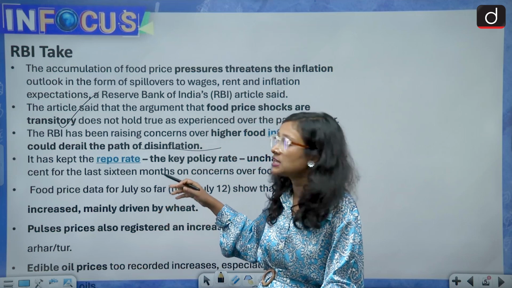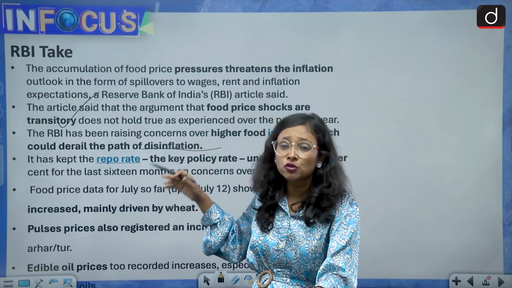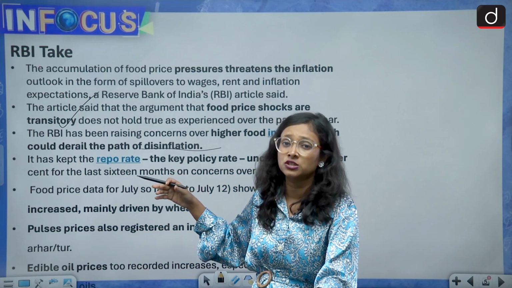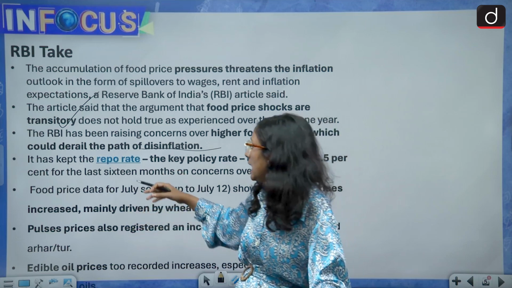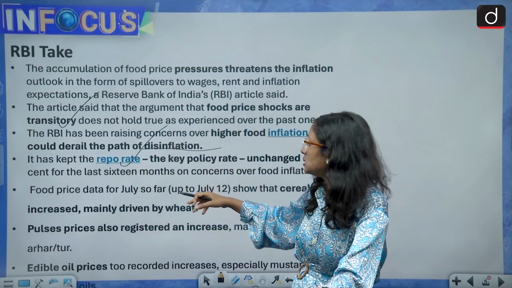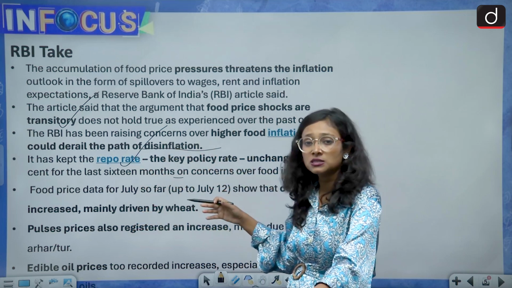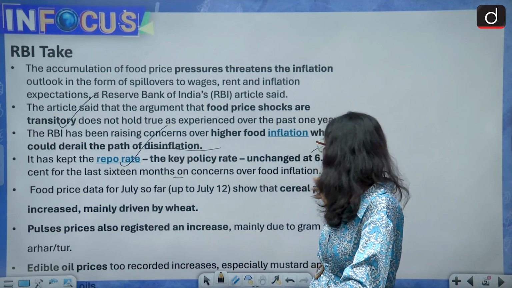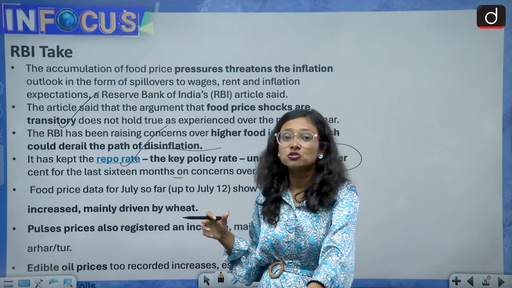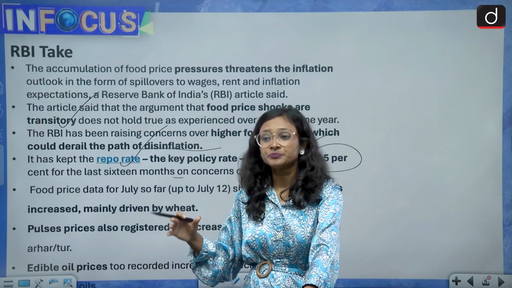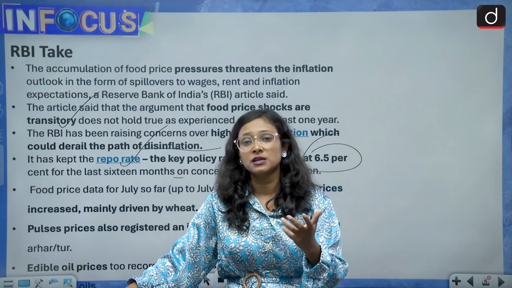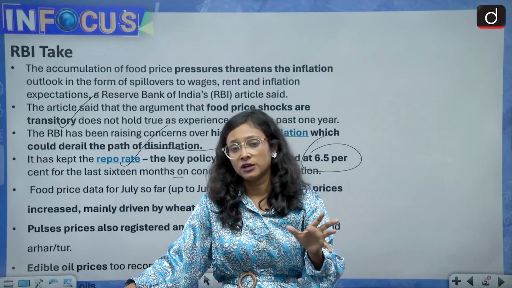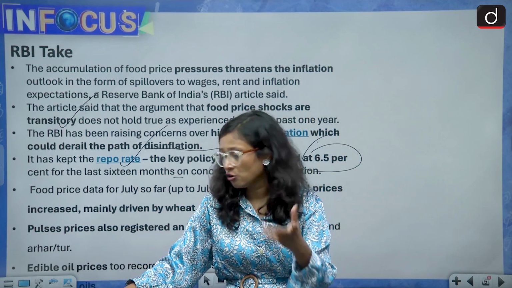So here they are pointing out that because of the rising food prices and food inflation, there was no change in RBI's repo rate, and for the last 16 months it has remained unchanged at 6.5%. And what is the repo rate? The repo rate is the rate at which RBI lends money to the banks. So that's why RBI is called the banks' bank.